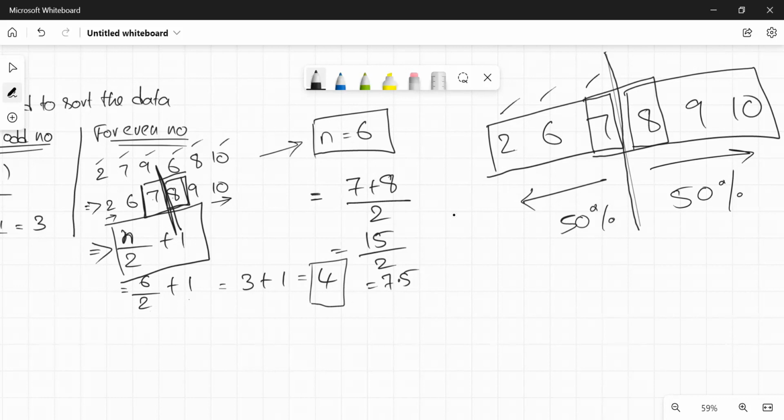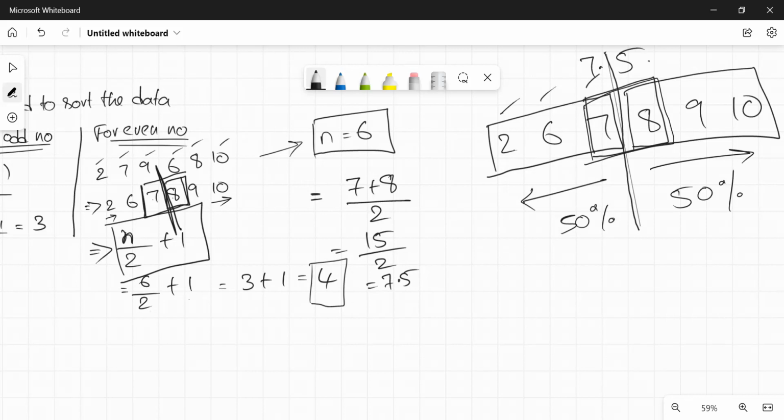I mean, this is an even number of digits. So the fourth position lies somewhere between these two. What you can do is just sum it up, 7 plus 8, and then divide by the total number of digits, that is divided by 2, right? And then you will get 7.5 as your median. Here lies your median, that is 7.5. So in this way you can easily find out the median.